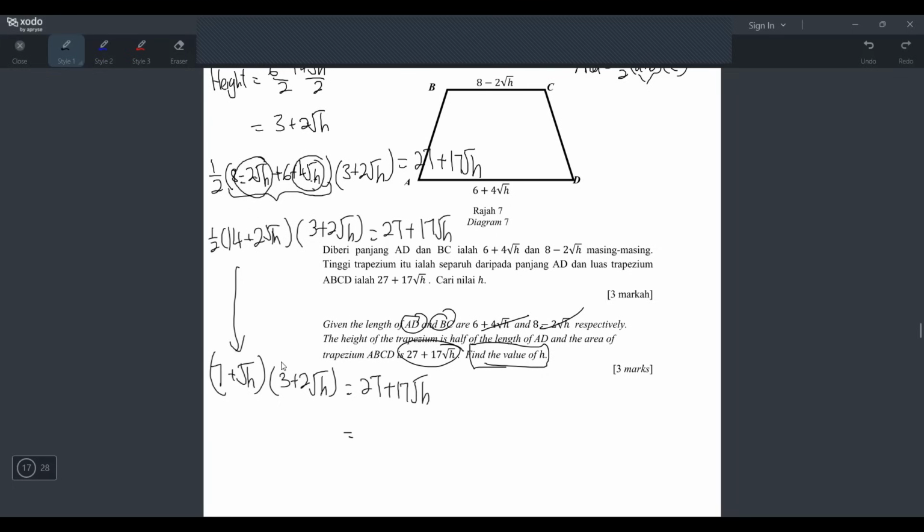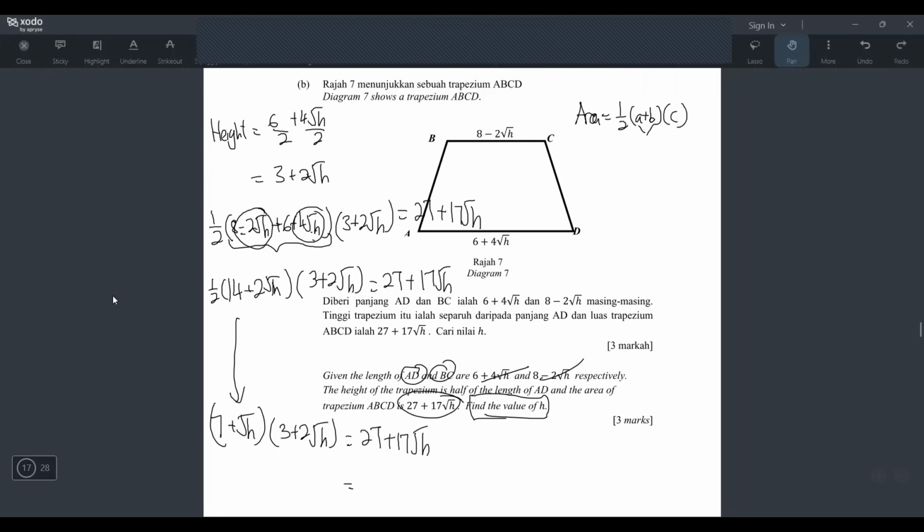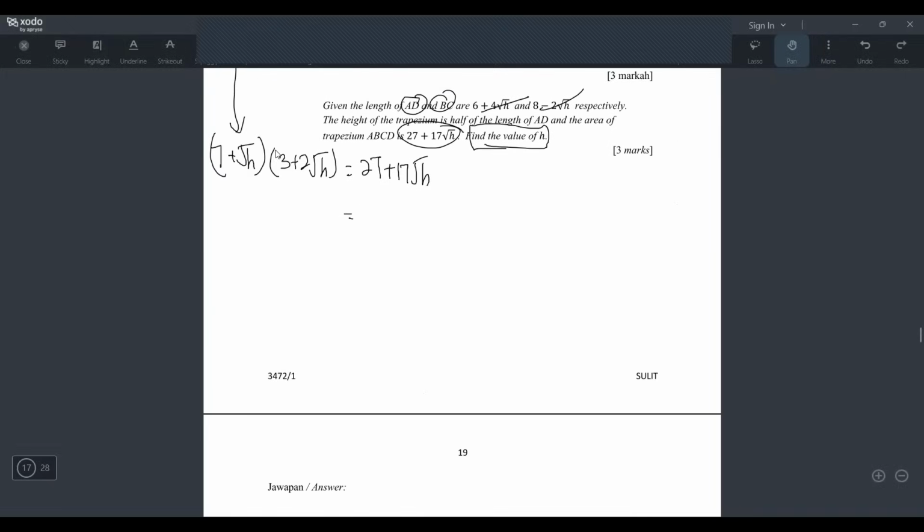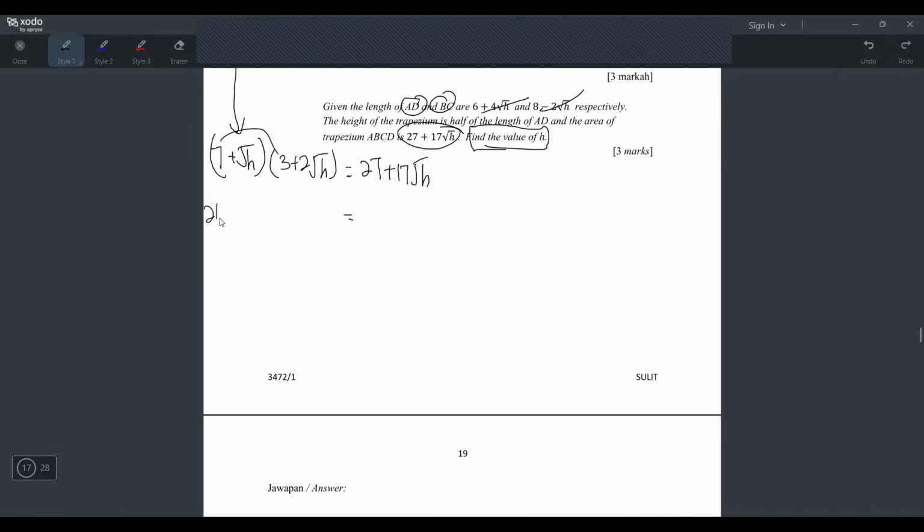And now I will just expand this one. Expand. Macam tadi lah. Like just now. Okay. So let's go. 7 times 3, 21. 7 times 2 square root h, 14 square root h. Number hanya boleh darab dengan number. And then the square root h, nothing happened. Square root h times 3. This one will just be 3 square root h. Okay. Because when you darab, nothing will happen to the square root h. Just 3 have to place beside. And then square root h times 2 square root h. Okay, the 2 just write it. Nothing will happen to the 2. Because square root hanya boleh darab dengan square root. So square root h times square root h is h. And then this whole thing equals to 27 plus 17 square root h.